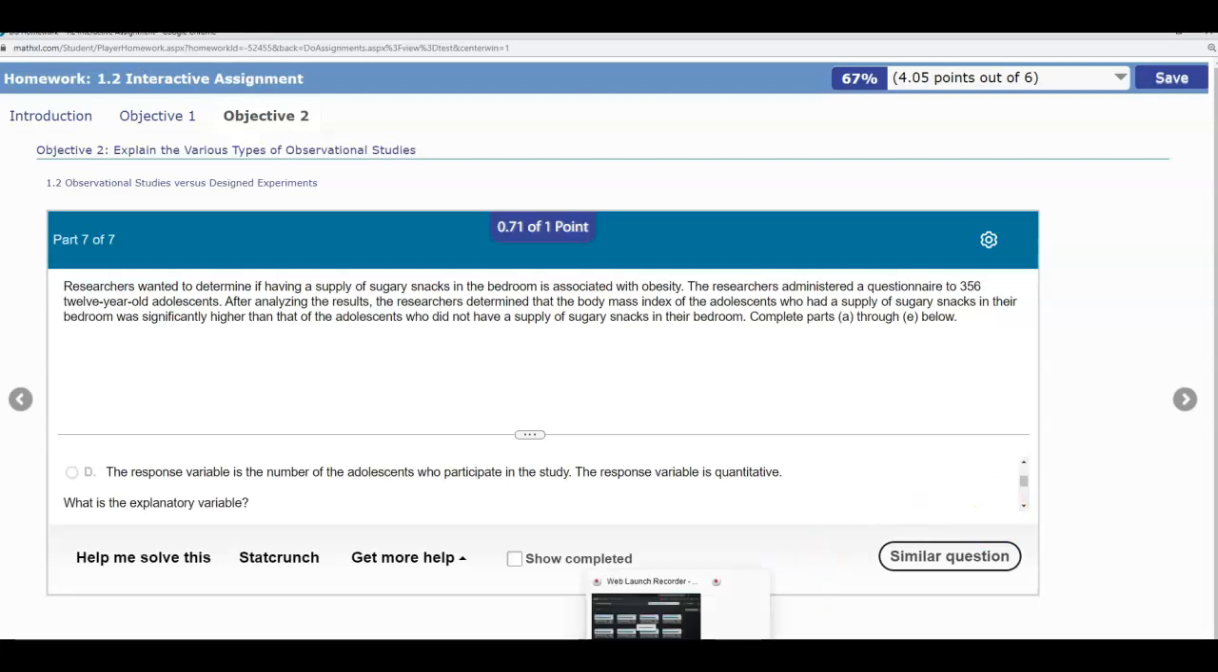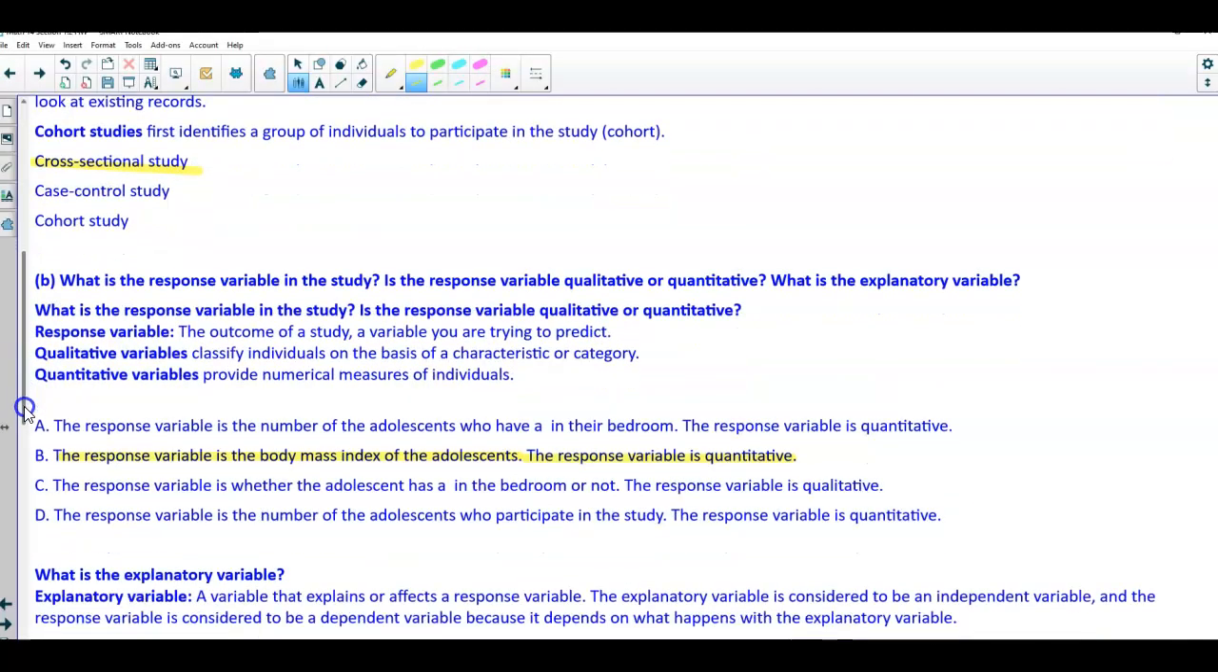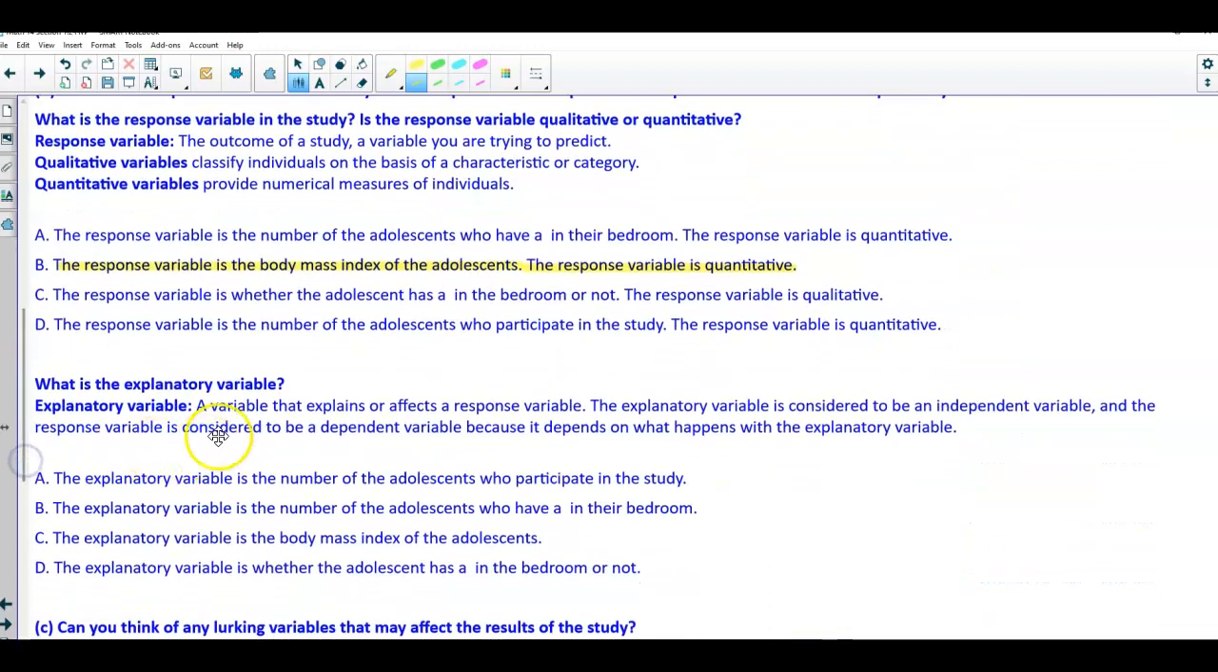Okay, now what is the explanatory variable? So let's go over that definition again. An explanatory variable is a variable that explains or affects a response variable. The explanatory variable is considered to be an independent variable, and the response variable is considered to be a dependent variable because it depends on what happens with the explanatory variable.